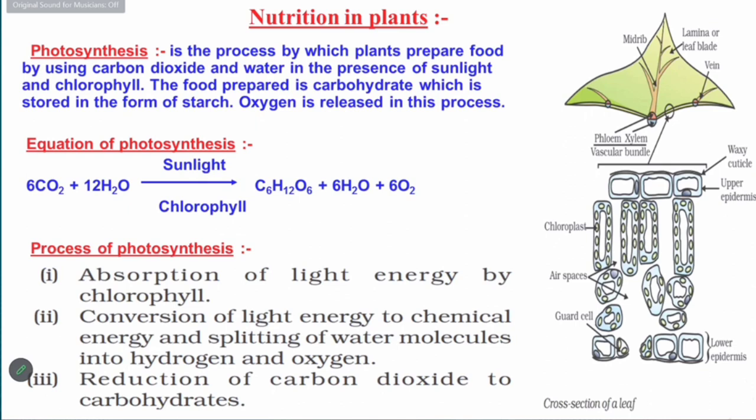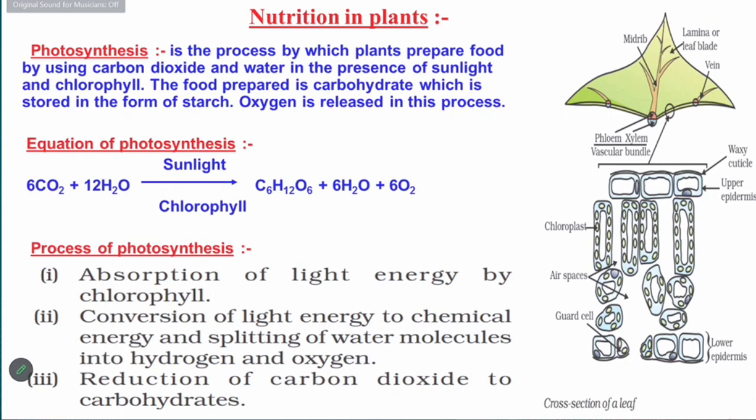So plant nutrition, since plants are autotrophic, they have the green pigment known as chlorophyll, and they show the unique process known as photosynthesis. If we focus on photosynthesis, it is made of two words, children, photo plus synthesis. Photo means light, synthesis means to form. So photosynthesis is the process by which plants prepare food by using carbon dioxide and water in presence of sunlight and chlorophyll. All green plants make their food by photosynthesis and they make carbohydrates.